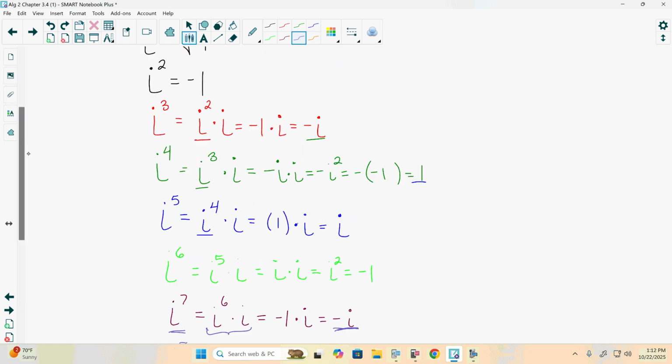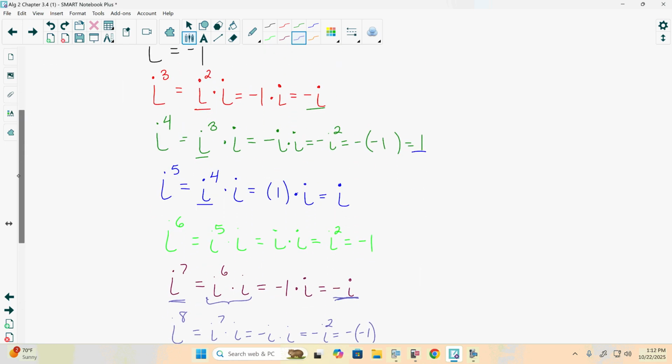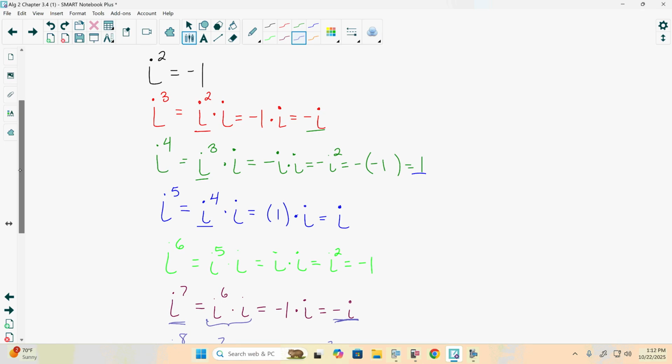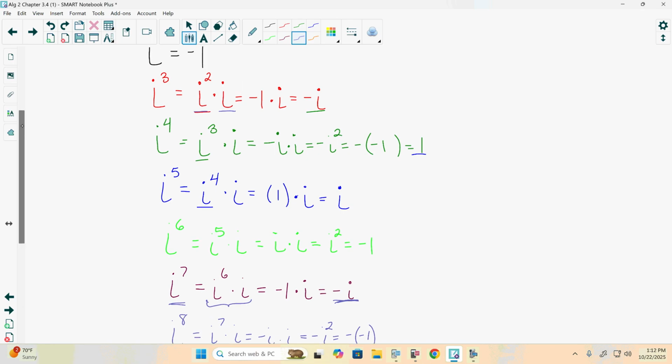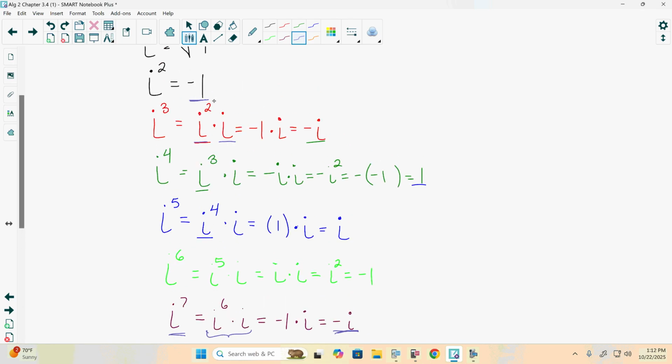Well, let's go back up. Because we started off with i squared, which is negative 1. We're good there, yes? i cubed. Well, we're multiplying i by itself 3 times. Trying to say i squared times i. Well, we know what i squared is, so I'm going to replace i squared with negative 1. Negative 1 times i is negative i.